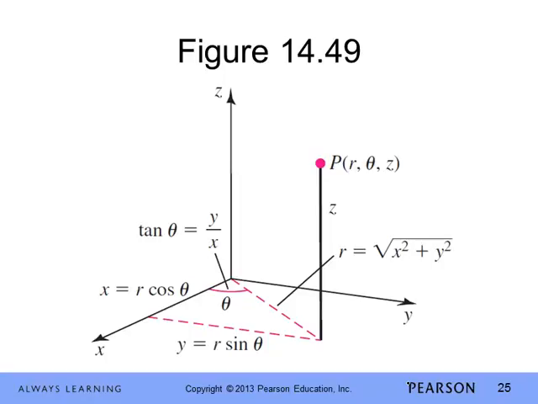Tangent of theta is equal to y over x. So if you know y and x, then you can figure out theta, depending on what quadrant of the plane the point on the xy plane is in. That's why we don't simply say that theta is equal to arc tangent of y over x. You might have to add pi or subtract pi, depending on the quadrant. All right, so there's the conversion back and forth between the rectangular coordinate system and the cylindrical coordinate system.